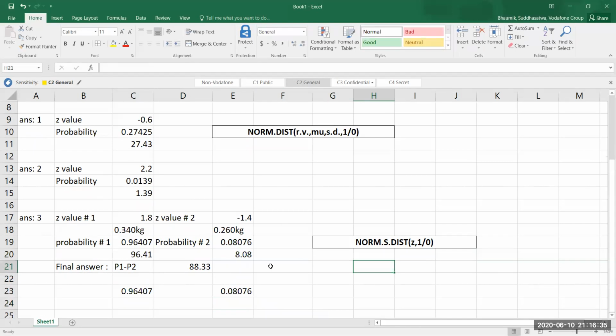Okay, and what is this S? What is the full form of S here? I don't know that. I'll have to check. Let me just quickly Google and check. Norm.s.dist. Standard normal distribution. That S defines a standard, which has a mean of 0 and standard deviation of 1.